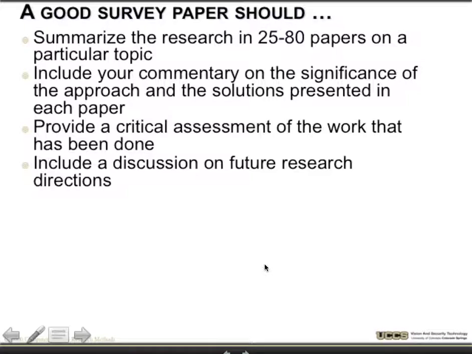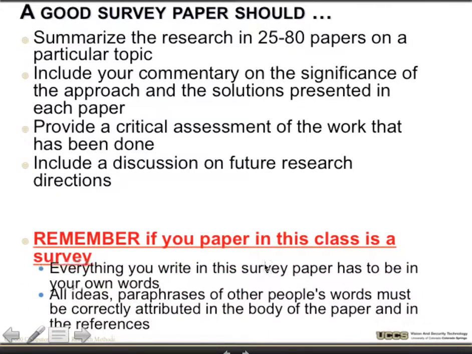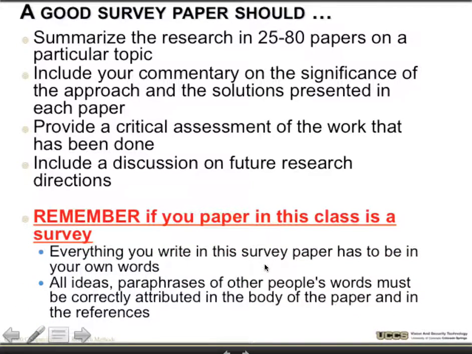And I shouldn't have to say this, but just to make it clear, if you're going to do a paper in this class, and I'll talk more about that in our next class, when we get a little closer. For now, you're just doing background reading. But if you're going to do a survey paper in this class, everything you write in the survey paper has to be in your own words. That's actually true if it's a research paper. Any ideas, paraphrasing other people's words must be correctly attributed in the body of the paper and in the references.